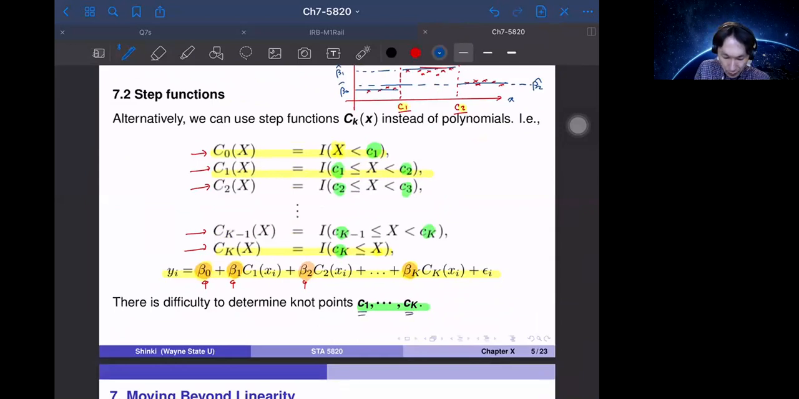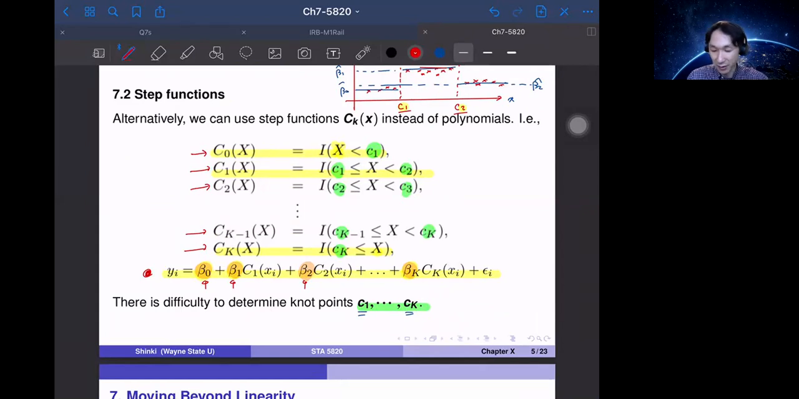So you can see that this equation is linear in terms of beta naught to beta k. Once we fix C1 to CK, it's easy to estimate beta naught to beta k. But how to choose C1 to CK isn't really a trivial problem. Basically, we have to try infinitely many cases.